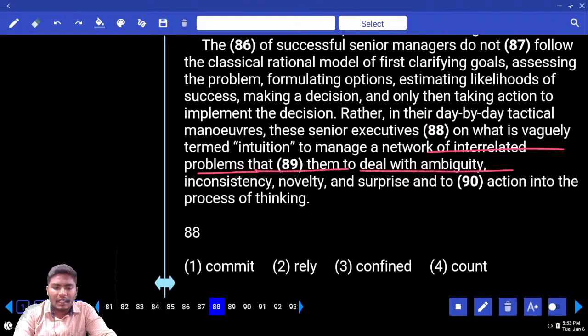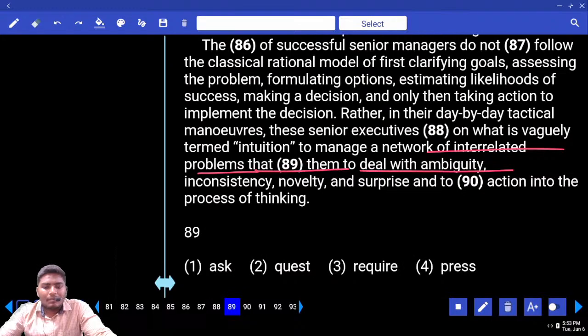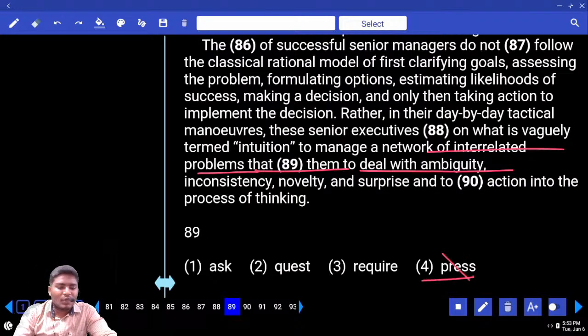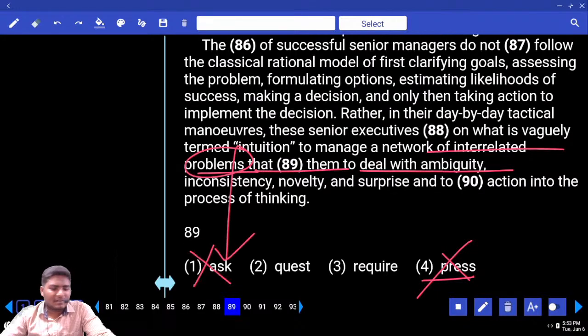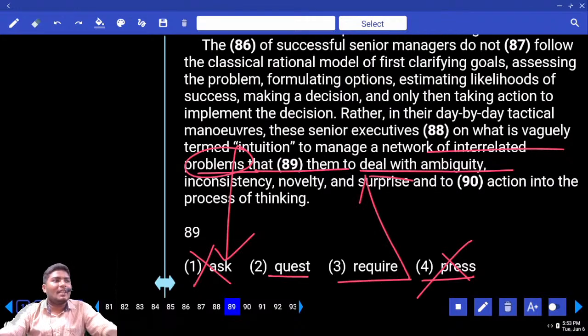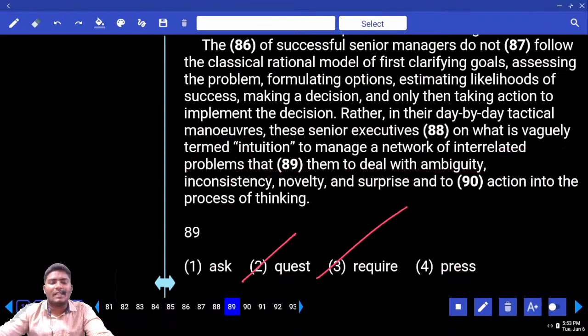Tell me your answer. 89. That ask them to deal, that quest them to deal, that require them to deal, that press them to deal. See, can we use the word press first of all? No. We are speaking about the problems. Problems never ask. Quest is nothing but search for something, desire for something. Require them in the sense when they don't have any other option, they do something. Which is your answer? Your answer is 2 or 3.